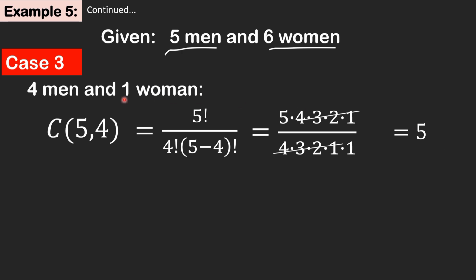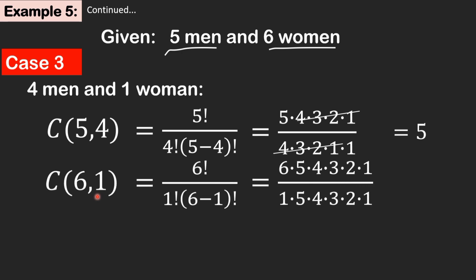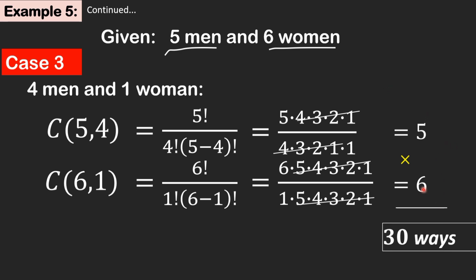Then next is choose 1 woman from the 6 women available. Substitute the n and r to the formula, expand and then simplify by cancellation. Then there are 6 ways to select 1 woman from the 6 women. Multiply the results. Then there are 30 ways to select 4 men and 1 woman.